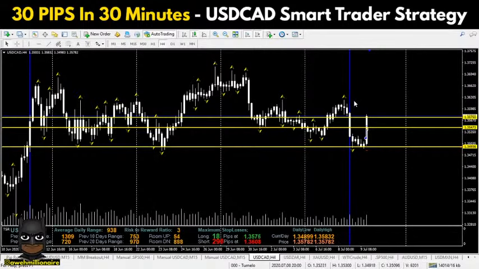So on the 4-hour time frame, we had a potential supply level, as you can see by this blue vertical line, on the 8th of July. And if we scroll all the way back, we had a potential demand level which I identified around the 11th of June.